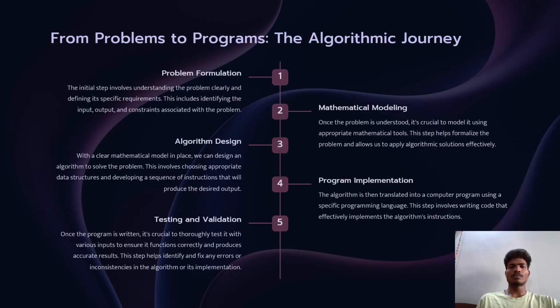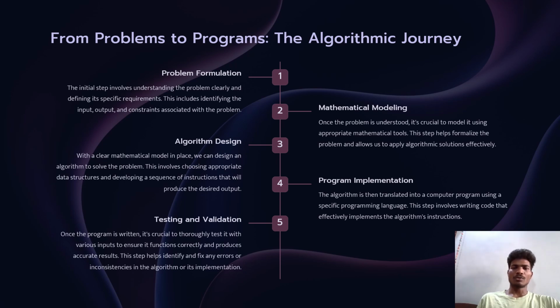So, from problems to programs, the algorithmic journey. So, problem formulation. The initial step involves understanding the problem clearly and defining its specific requirements. This includes identifying the input, output, and constraints associated with the problem. So, mathematical modeling. Once the problem is understood, it's crucial to model it using appropriate mathematical tools. These steps help formalize the problem and allow us to apply algorithmic solutions effectively.